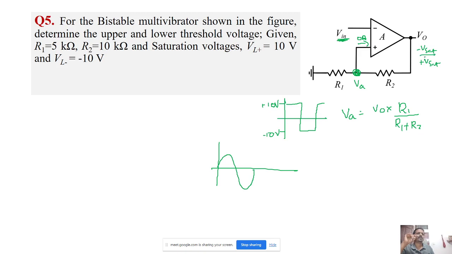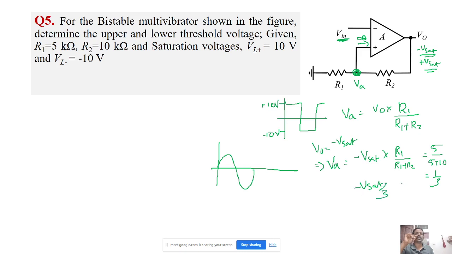At each output voltage V0, VA will change. For example, if V0 equals minus Vsat, VA will be equal to minus Vsat into R1 by R1 plus R2. Substituting R1 and R2, we get 5 by 5 plus 10, which is 5 by 15, so it is 1 by 3. So VA is minus Vsat by 3. Since Vsat is 10, it will be near minus 3.3 volt.